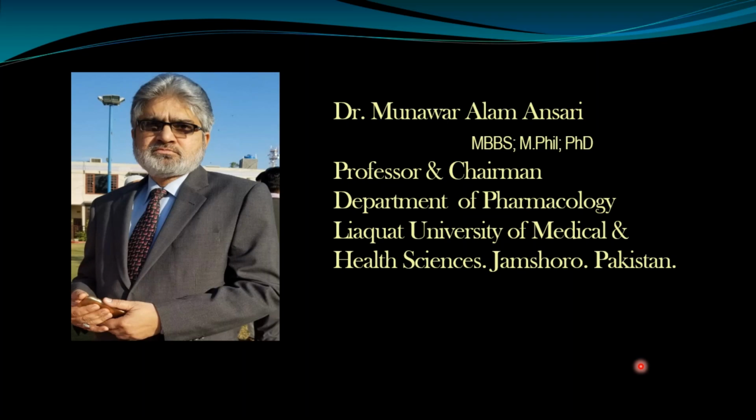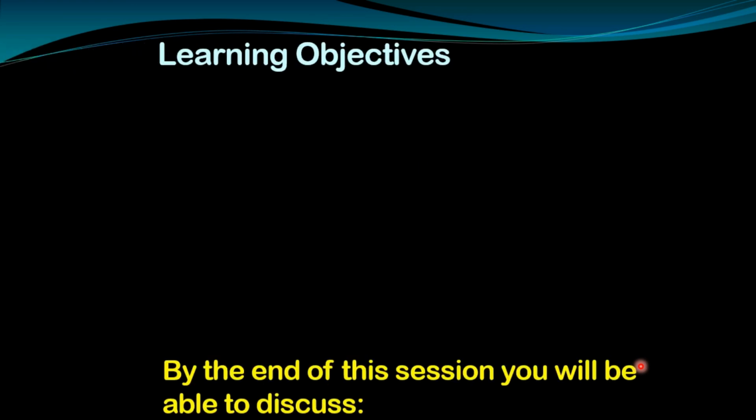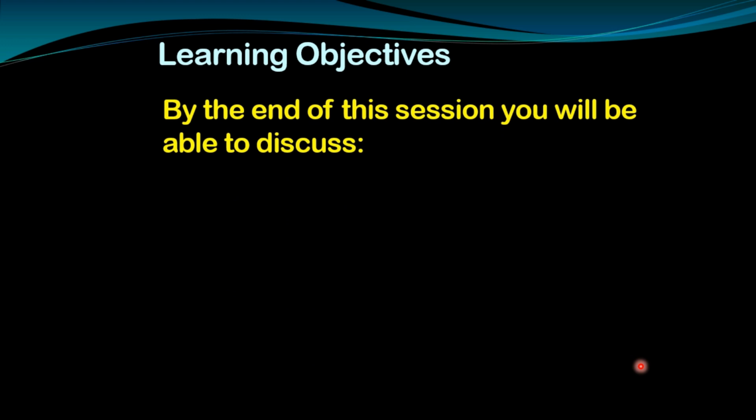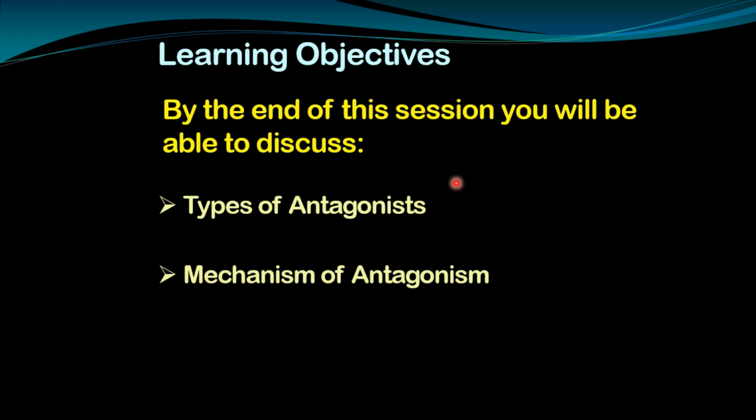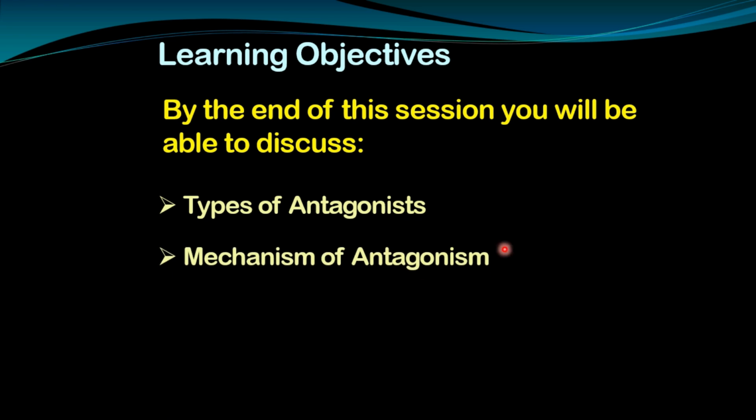Hello viewers, today we will discuss the antagonists. Our learning objectives are that by the end of the session you will be able to discuss the types of antagonists, what the different types of antagonist are, then the mechanism of antagonism, how the different types of antagonists produce the antagonistic effects, and then we will discuss the clinical importance of these antagonists.